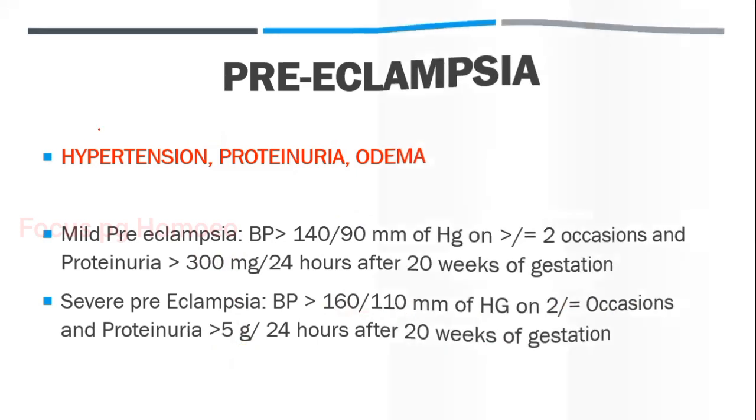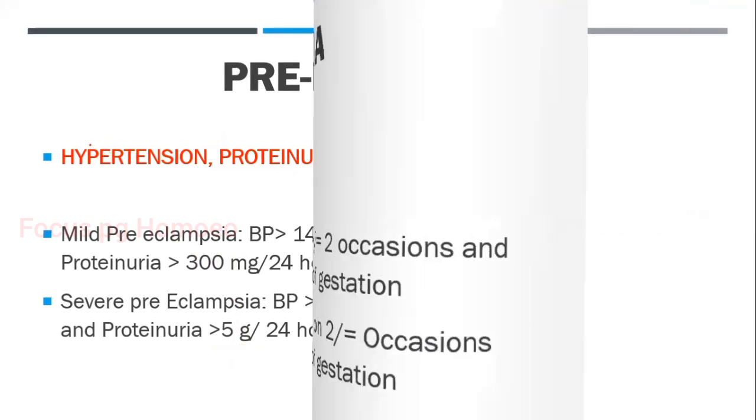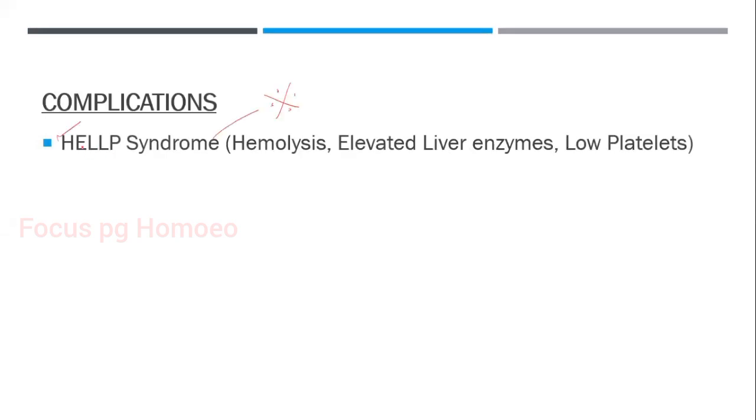Hemolysis, elevated liver enzymes, and low platelets. When it is seen, they can easily confuse you with 5 terms. They can give HELLP as one term. There will be one option where there are only 3 terms. So you have to understand.